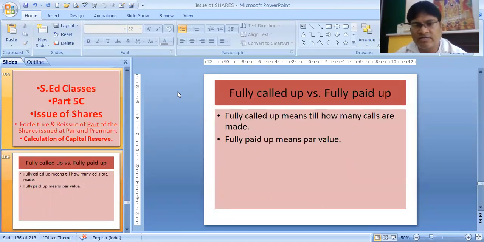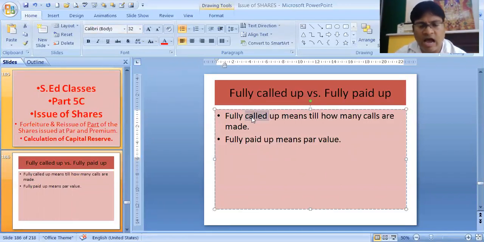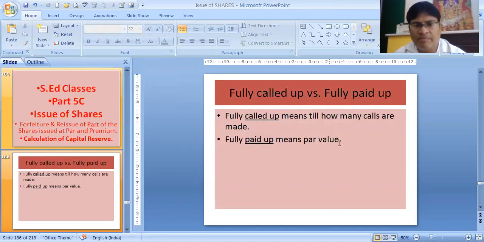First of all, to understand that, two terms you have to know. One is fully called up and one is fully paid up. Fully called up means how many calls have been made. How many calls have been made, that means fully called up. And fully paid up means total par value. It is nothing but the total par value. Fully paid up means par value. Let's understand with this sum.